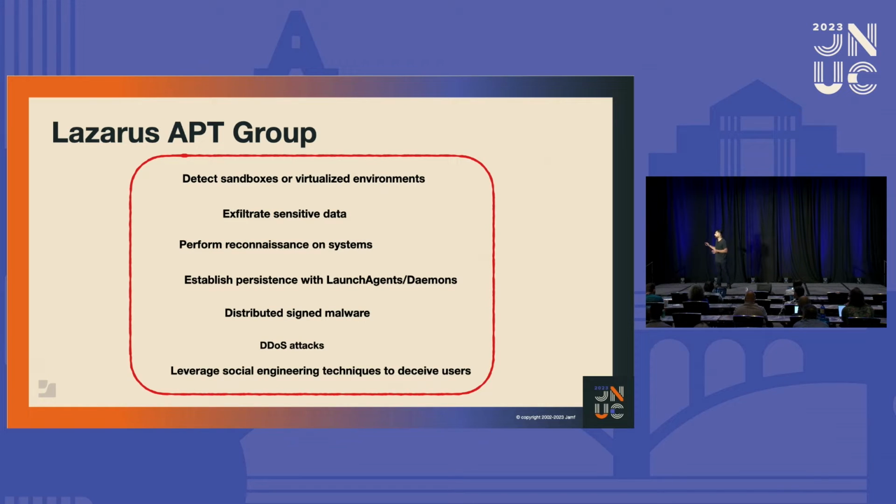Taking a quick look at some of the things Lazarus is known to do: they detect sandboxes or virtualized environments. So that's another benefit when we talked about running on metal, or detonating your malware on metal. It's one less check that you have to worry about. They're known to exfiltrate sensitive data, perform recon on systems, and establish persistence, usually in the form of launch agents or daemons. They're also known to distribute signed malware, and of course, Apple will revoke those signatures. They've performed denial of service attacks against Sony, and they leverage social engineering techniques to really deceive users.